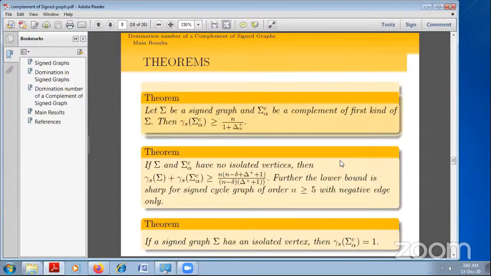These are the theorems for that. Let sigma be a signed graph and sigma.